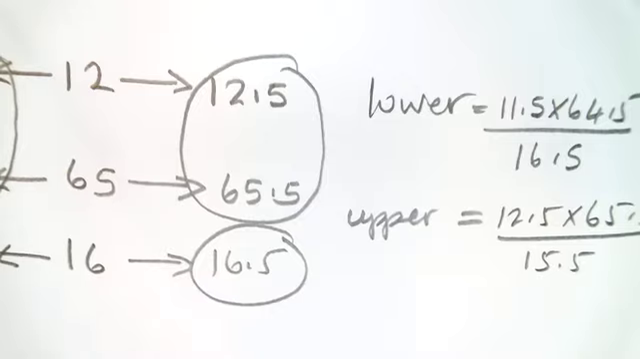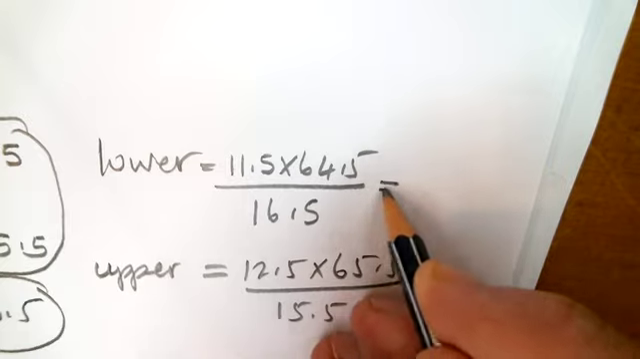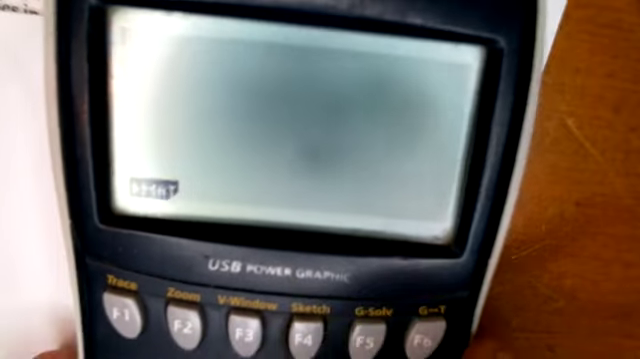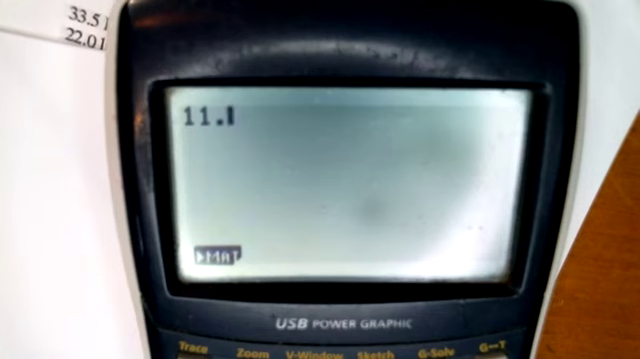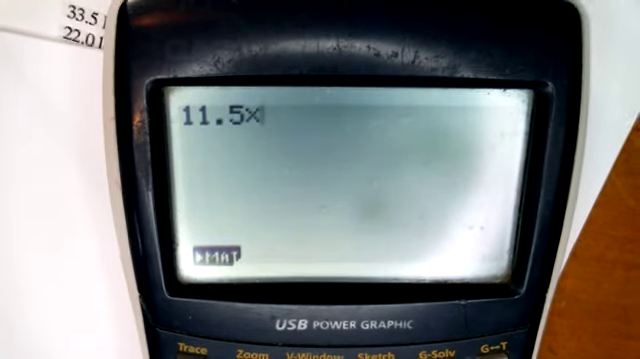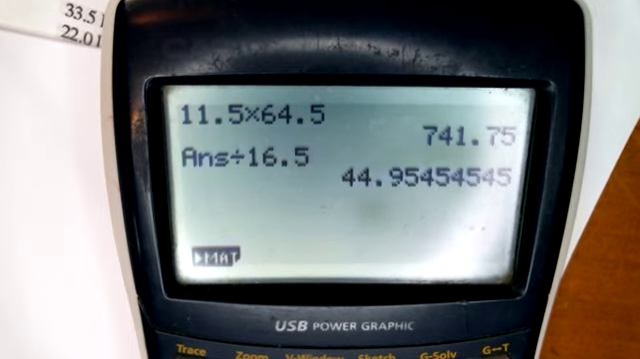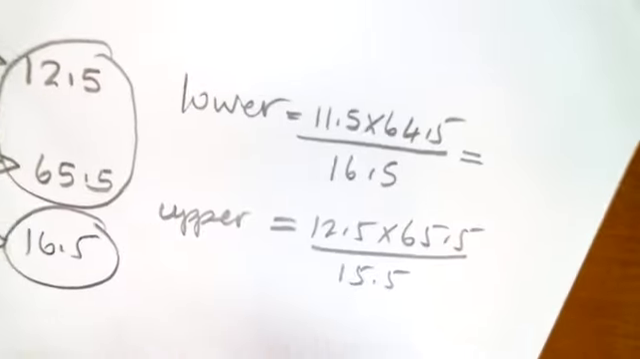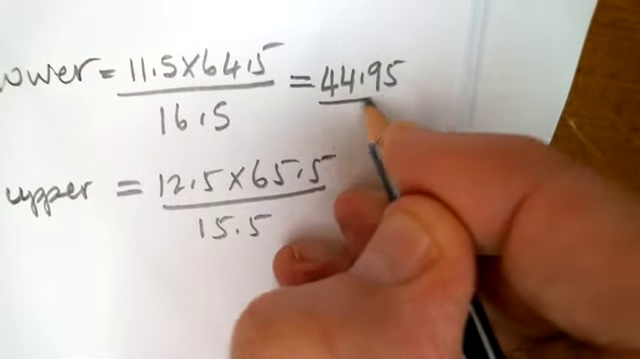All right, so what does all this come to? Well, that means that the lowest value that this could be, we'll do it on the calculator here. Here we go. So the lowest value, that's going to be 11.5 times 64.5. We'll divide all that by 16.5. And that's going to be 44.95. So here it's 44.95. That's the lowest it can be.